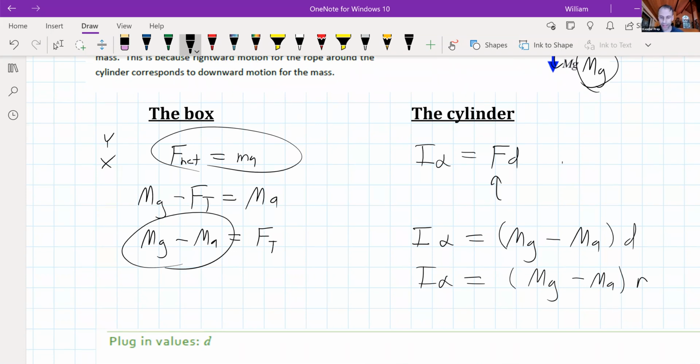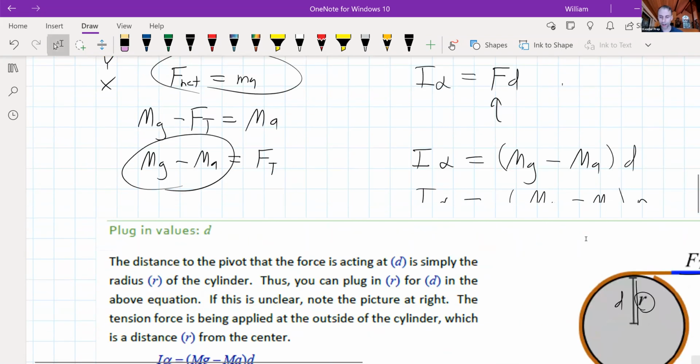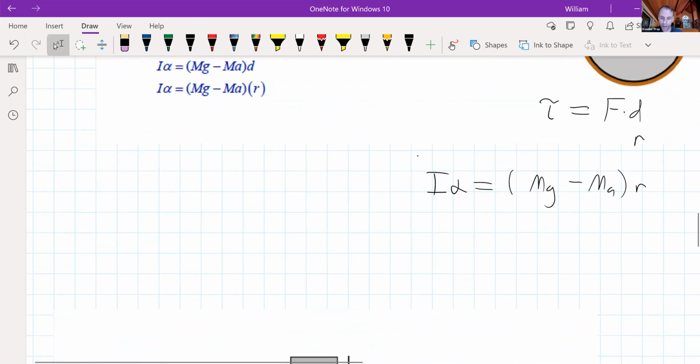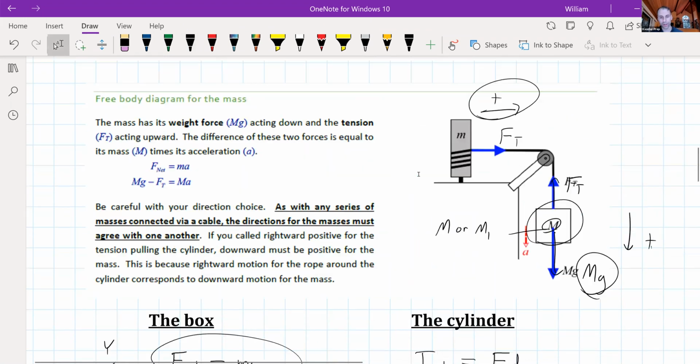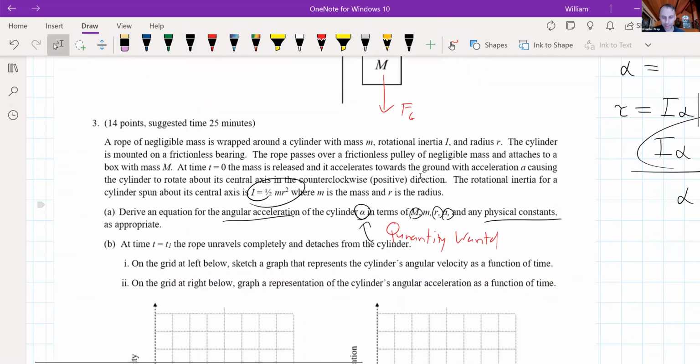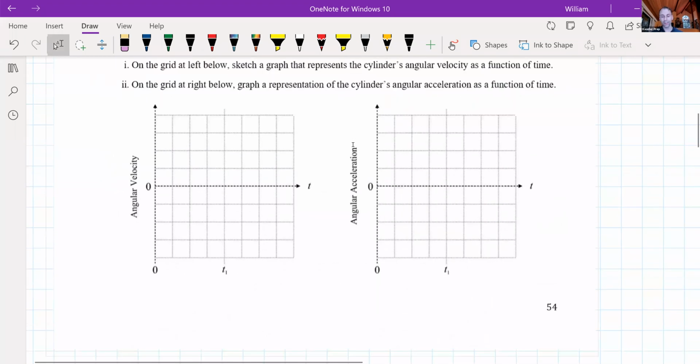So anyway, back to this. Our goal is we still have I in this. We must not have I in it because the derivation said we're only allowed to have big M, little m, r, and a, and physical constants. But as they would on the AP exam, you're not expected to memorize your moments of inertia. So we get I is equal to 1/2 little m r squared.